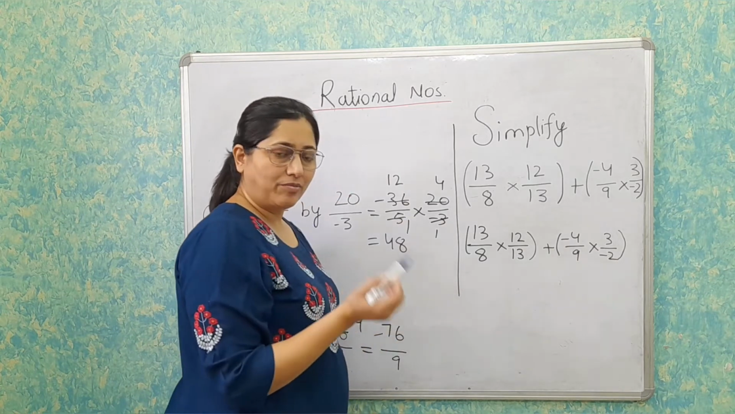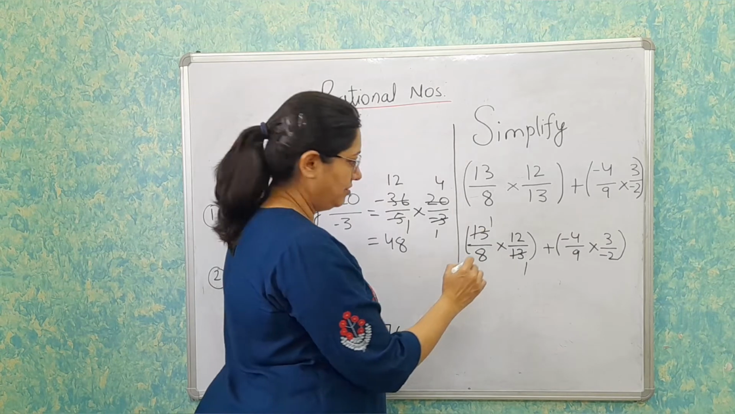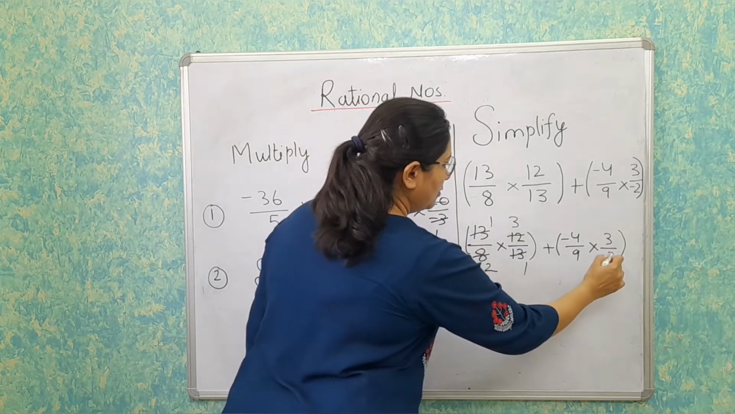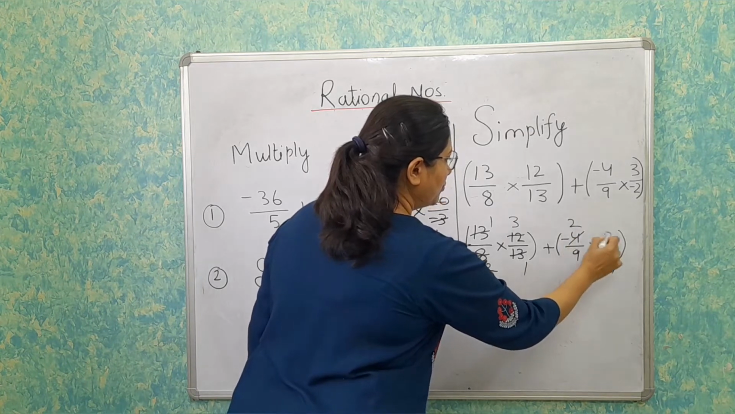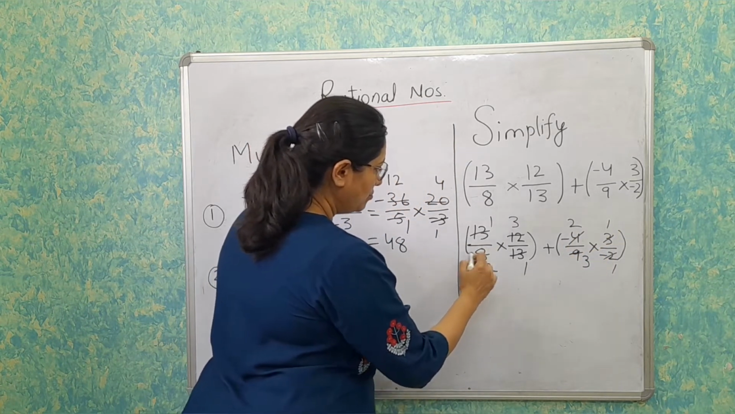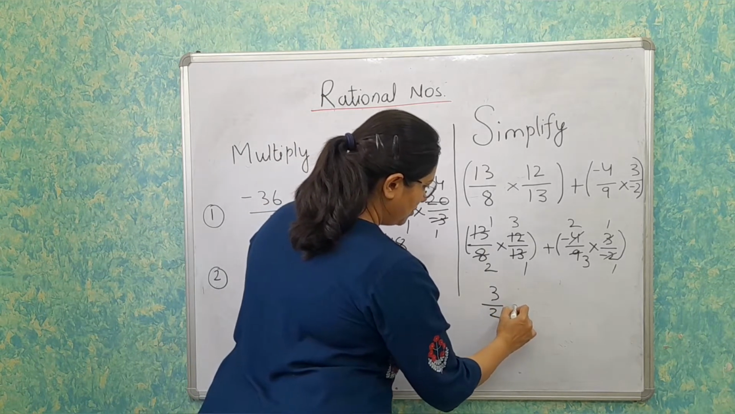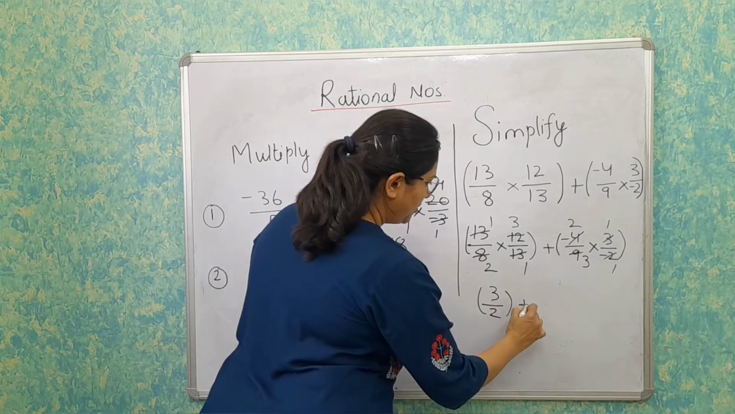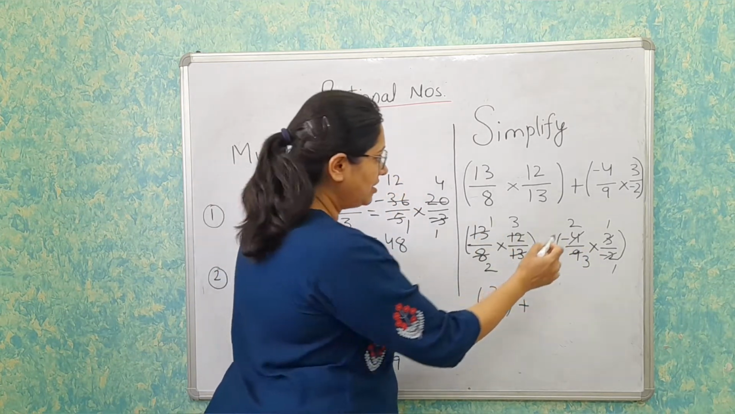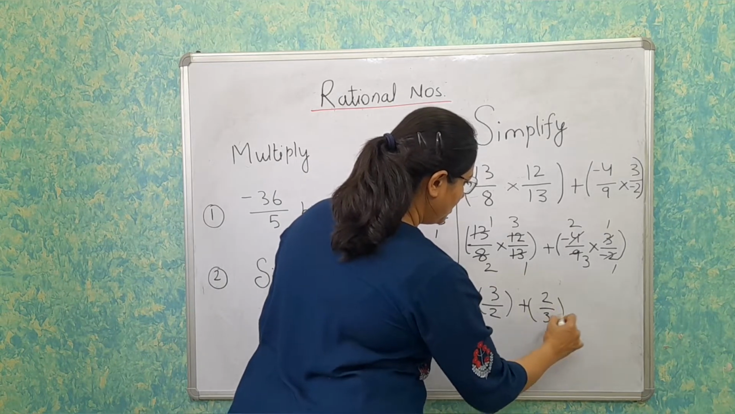Again I will find the common divisor. 13 ones are 13, 13 ones are 13. 4 twos are 8, 4 threes are 12. 2 ones are 2, 2 twos are 4. 3 ones are 3, 3 threes are 9. So this is 3 upon 2. Then I will put a plus sign. These two negative signs will cancel each other. And this is 2 upon 3.